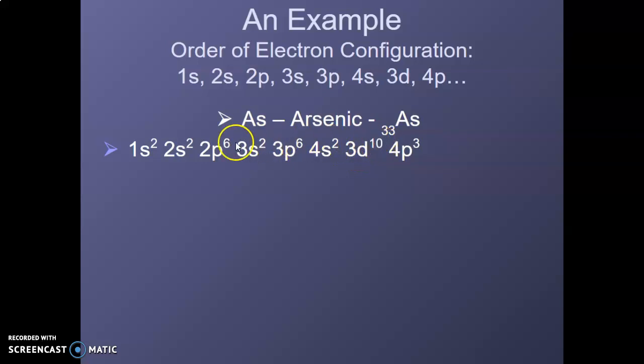And if we stop right here and we add up these exponents up to and including 3d10, the exponents we're going to find, they represent the electrons. So 2 plus 2 plus 6, that adds up to 10. Then 2 plus 6 plus 2, that's another 10. So right here we've got 10, here we've got 10, that's 20. Here's 10, so that adds up to 30. And then we need to stop at 4p3 because the sum of these exponents now adds up to 33, and we want to represent 33 electrons for neutral arsenic.